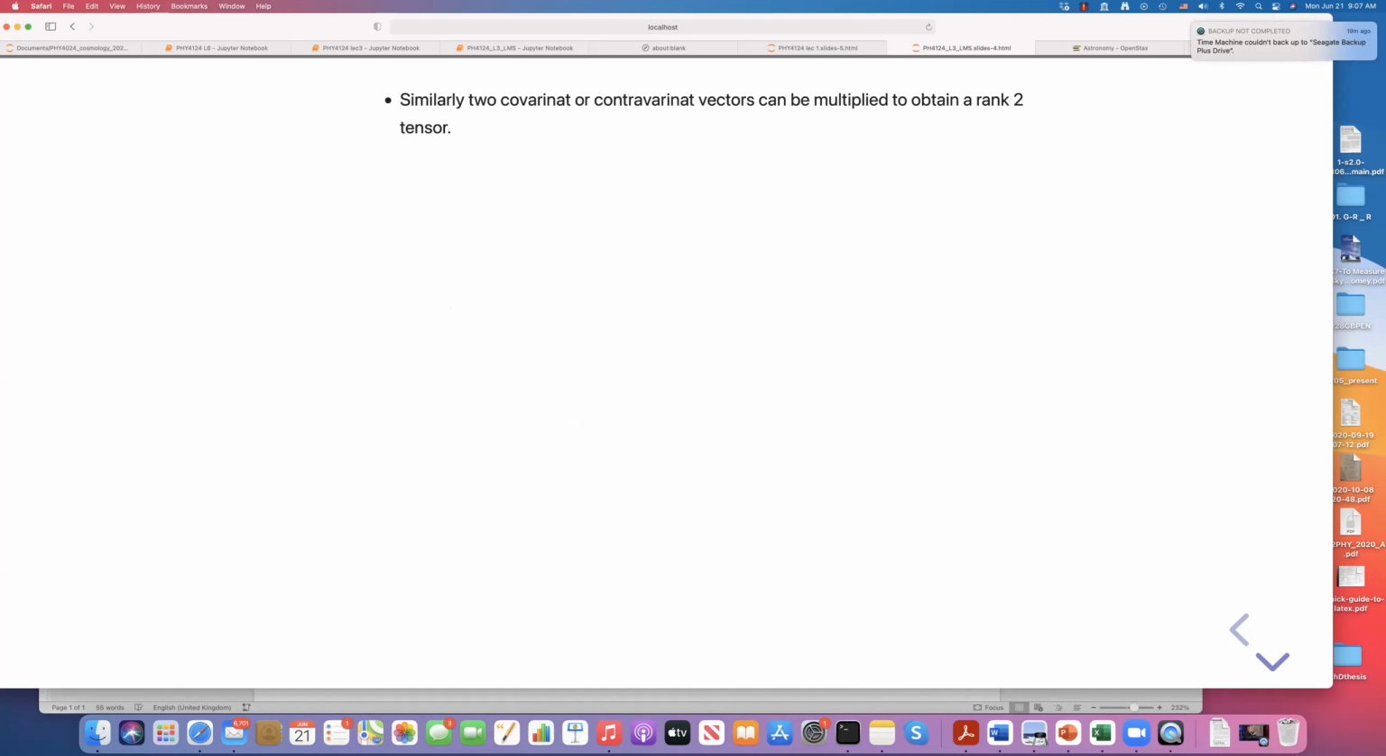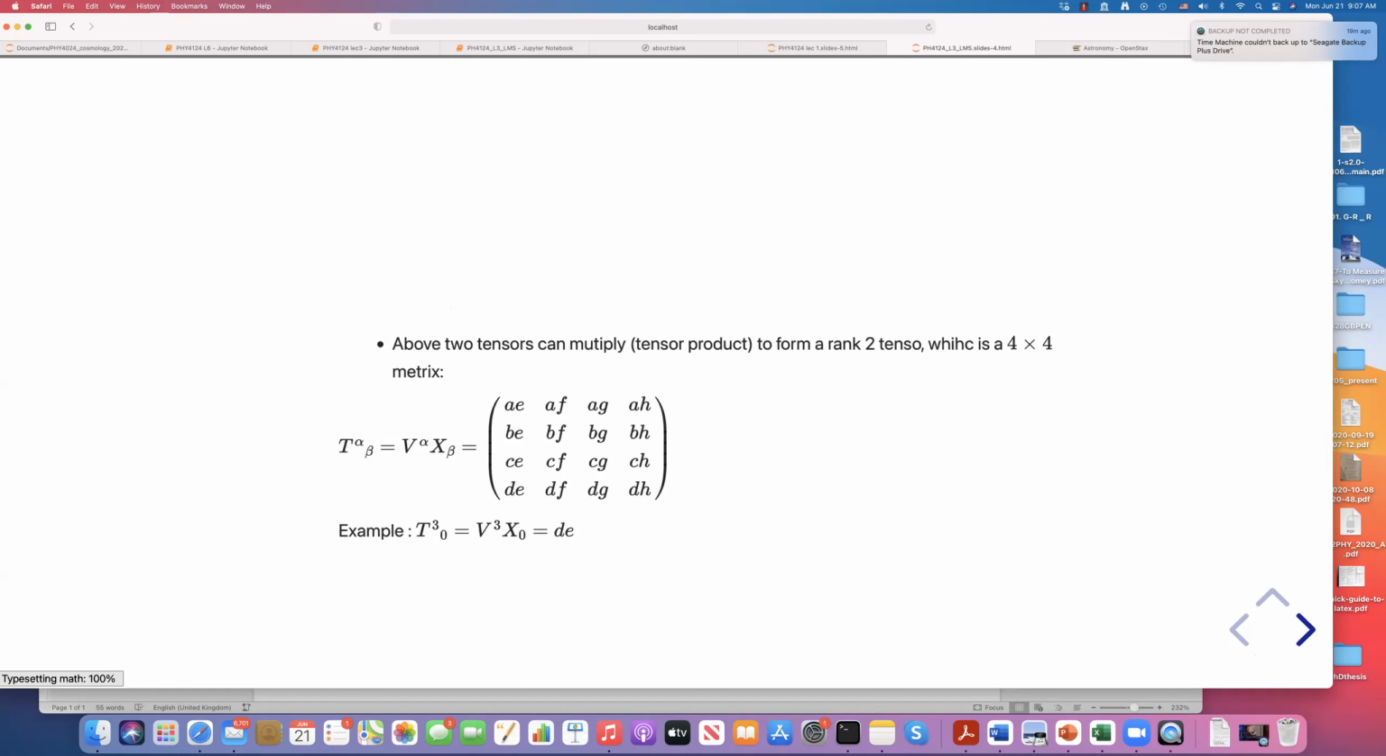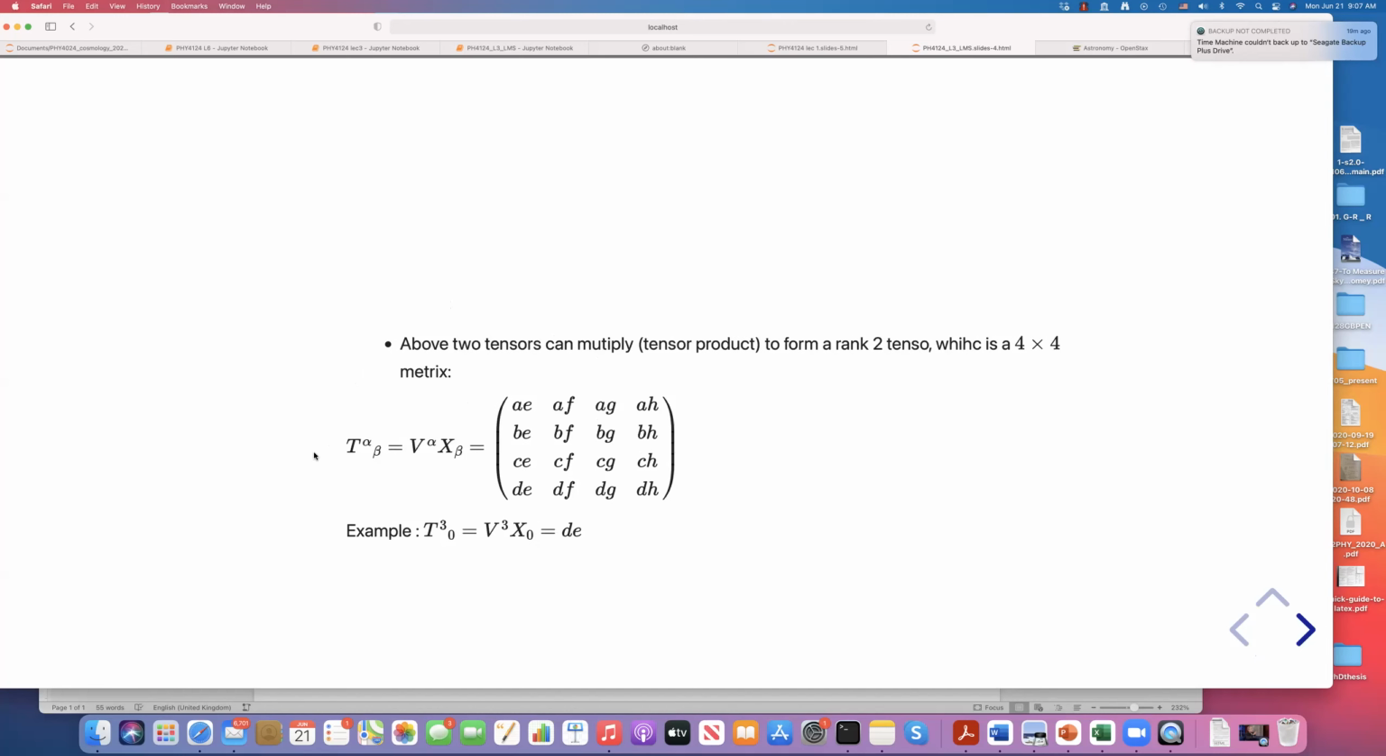Now, in a similar way, you can multiply two covariant or two contravariant vectors to obtain a rank 2 tensor. You will still have a rank 2 tensor, but the type will be different. Since you have a covariant and a contravariant one, the type is 1,1 here. But if you multiply two covariant vectors, you will have type 0,2, or for contravariant vectors, maybe type 2,0. The rank will be the same, the type will be different.